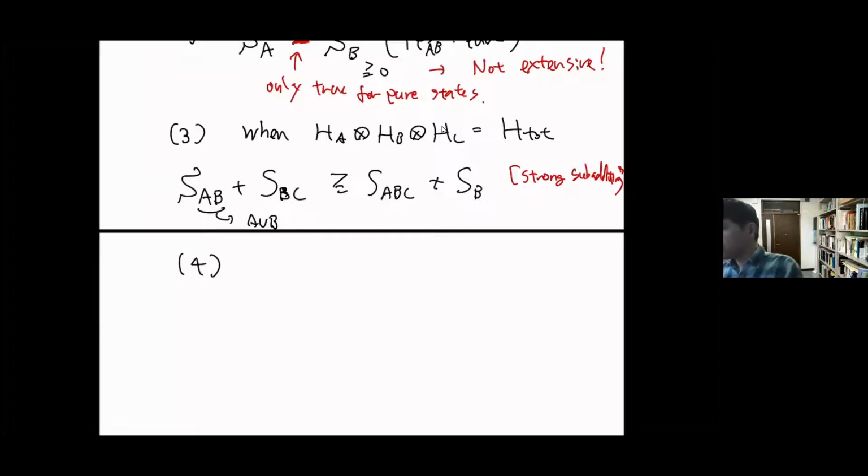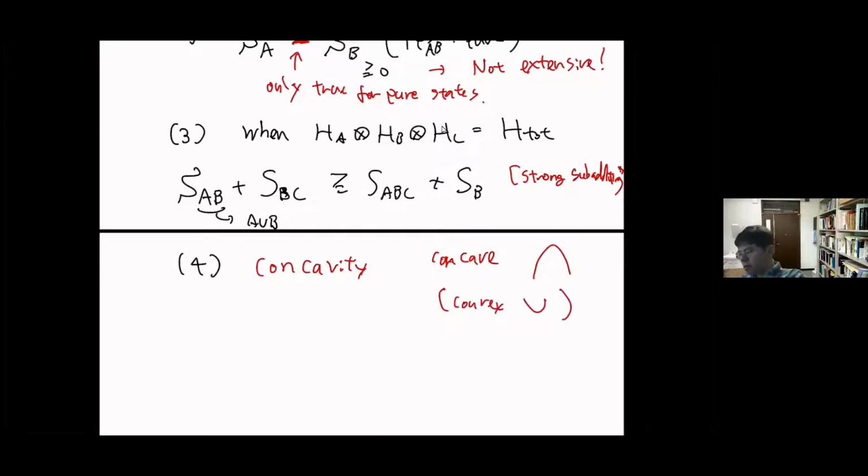And finally, there is one more property, called concavity. Entropy is a concave function. Concave is like this. Of course, convex is the opposite. Always we say entropy is concave.